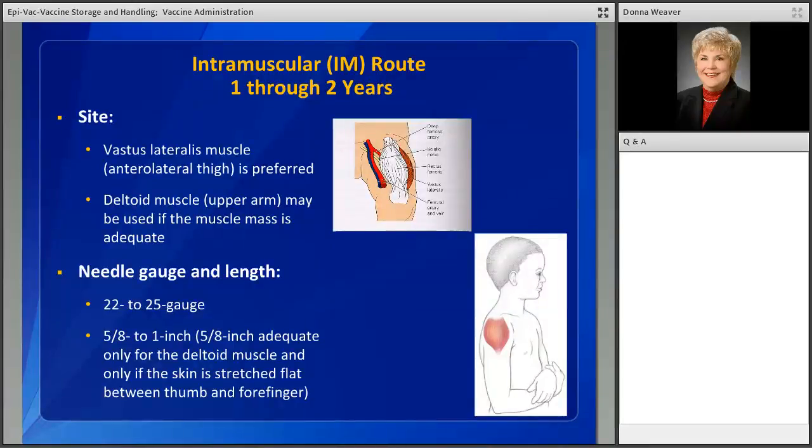Now, for toddlers, the vastus lateralis muscle in the anterolateral thigh is the preferred site. The needle should generally be 1 inch long. The deltoid muscle can be used if there's enough muscle tissue. And a 5/8 inch needle is adequate for the deltoid muscle if the skin is stretched flat between the thumb and forefinger and the needle inserted at a 90-degree angle.